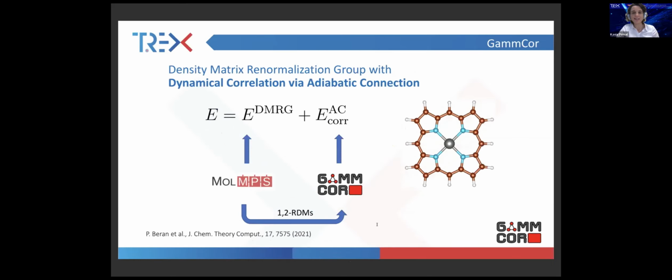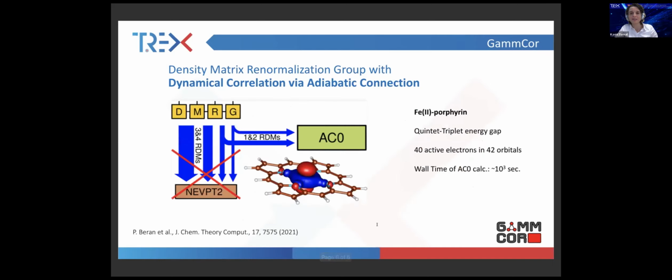The other functionality, as I said, is the computation of dynamic correlation energy. For this, we have developed a method which is based on adiabatic connection. The advantage over perturbational methods is that, again, we have much more favorable scaling with the number of active orbitals. So the calculation is very fast. For the example of iron porphyrin, where we had 40 active electrons and 42 active orbitals, it took only minutes to obtain the dynamic correlation energy, which is really fast.